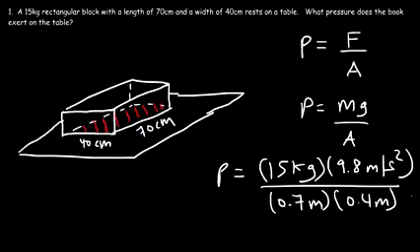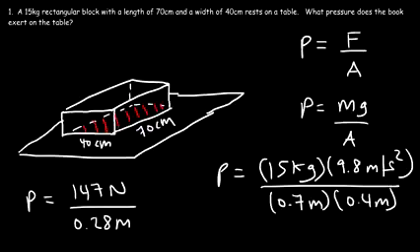So 15 times 9.8. So that's going to give us a force of 147 newtons. And 0.7 times 0.4, that's going to give us an area of 0.28 square meters. So if we divide these two numbers, the pressure exerted by this book alone is 525 pascals. So this is the answer.